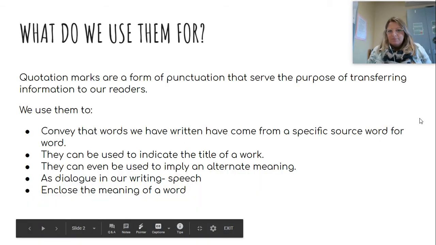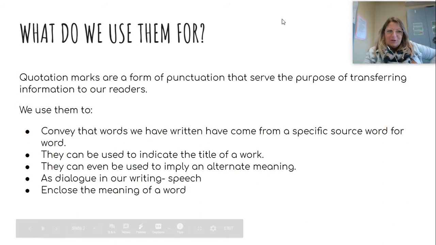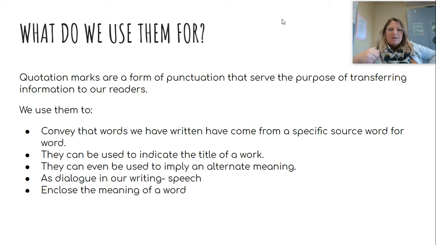All right. So you should have done that now, and now we're going to launch into what we use our quotation marks for. So quotation marks are a form of punctuation. You use these often. Most of you probably know what they are already, and they serve a purpose of transferring information to our readers. We can use them for lots of different things. So there are 5 main areas that we're going to look at today.